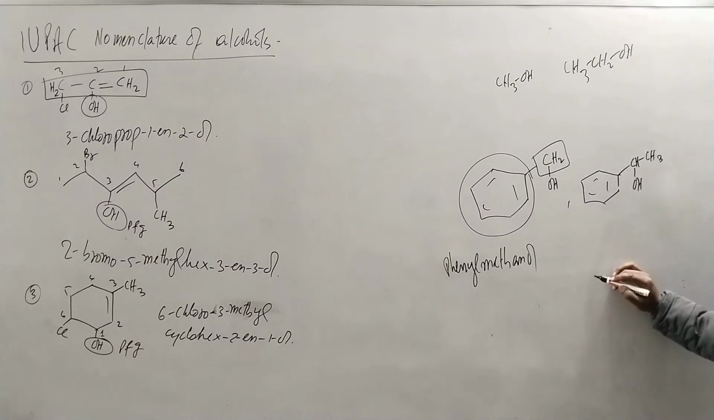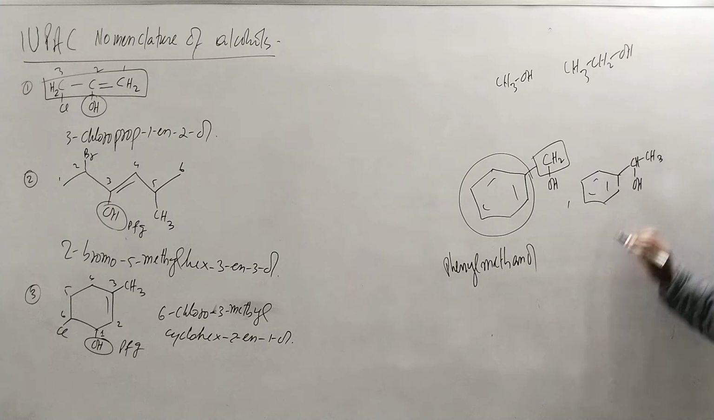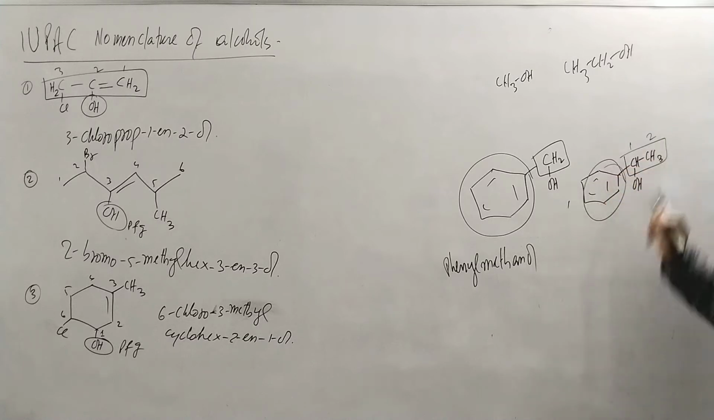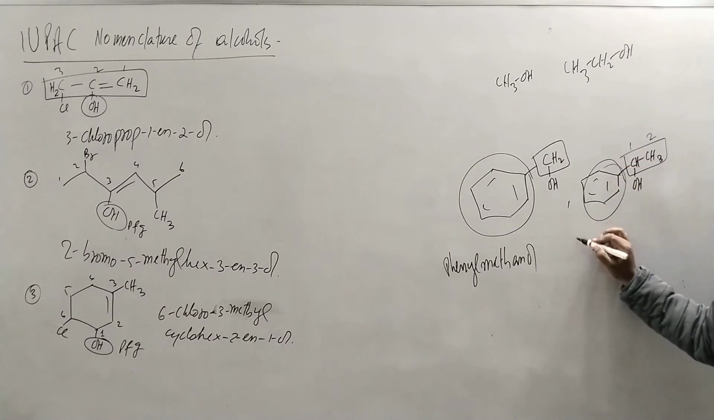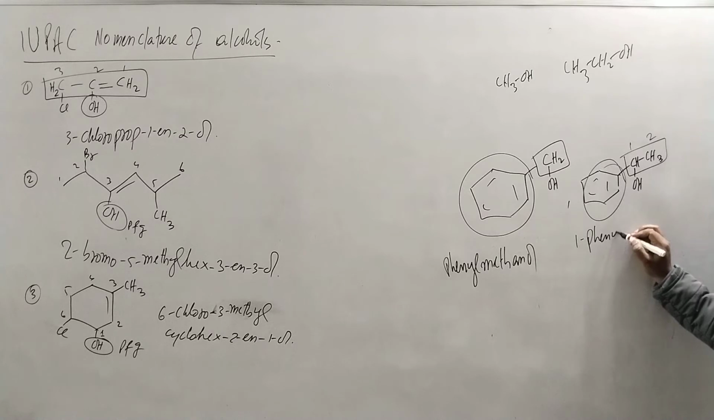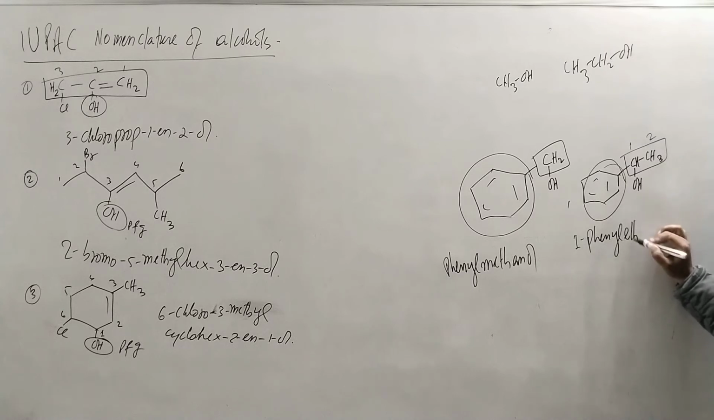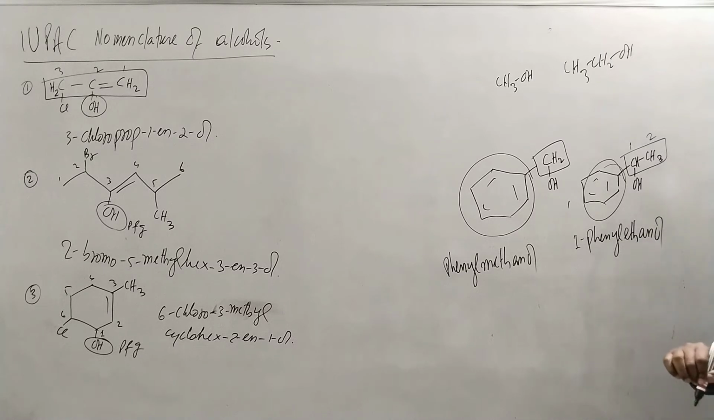This is our chain. Numbering must be done from this carbon atom, and phenyl is attached to the first carbon atom. Here one phenyl is a must. One is compulsory. One phenyl, then you can write ethanol. Let me give another example.